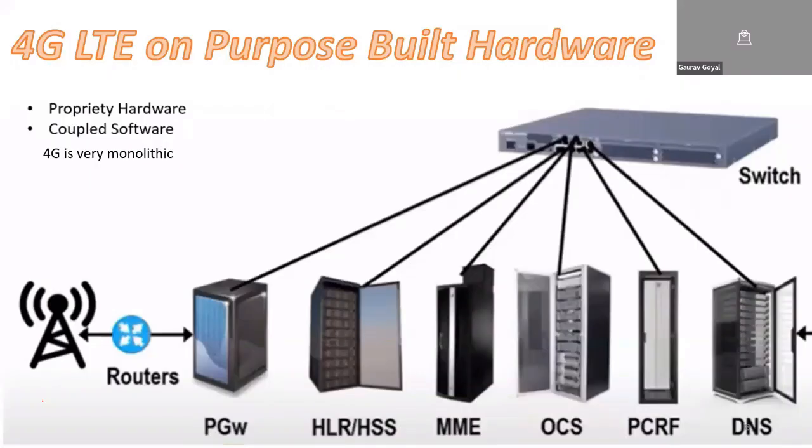This is what I was talking about: if one hardware box is used for PGW, right? This box will not be used as an MME or SGW. So 4G is very monolithic. It can't be used for any other purpose. But in case of 5G, we have functions. So any box can be used as anything according to the requirement, right? So this box can be used as PGW, this box as HLR, this box as MME, this box as OCS, and so on.